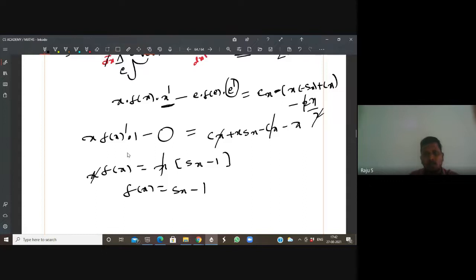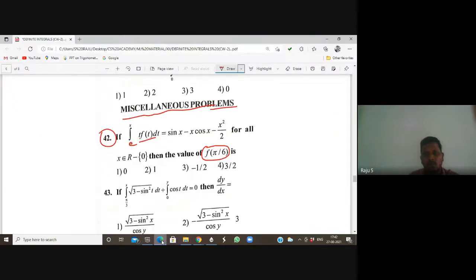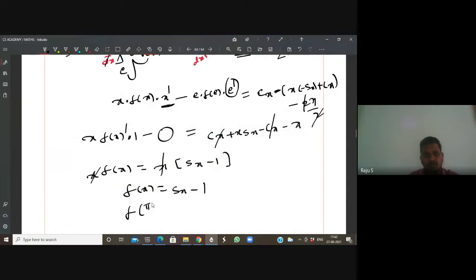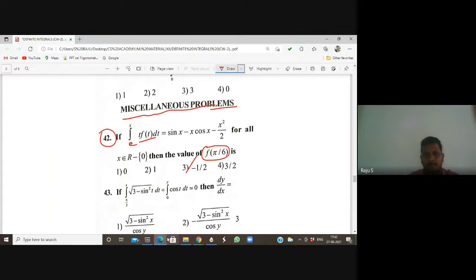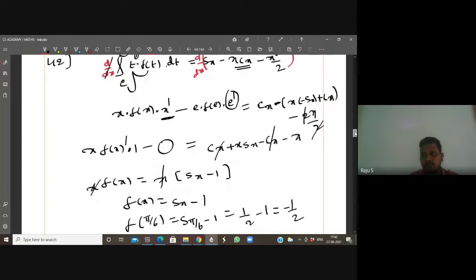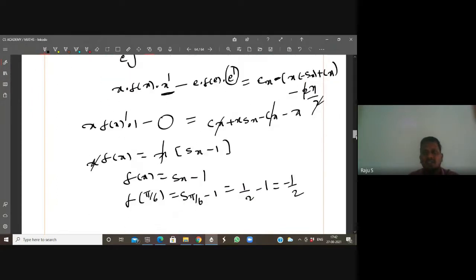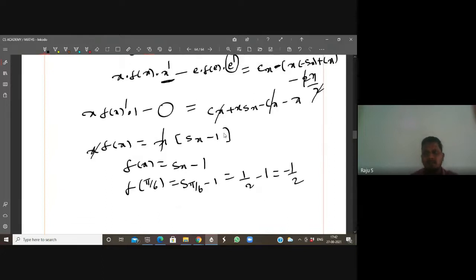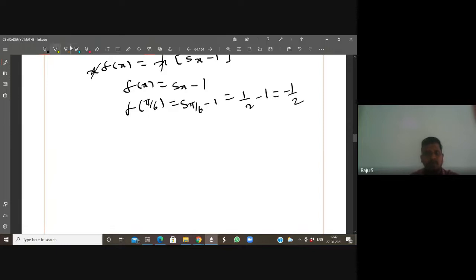Now whatever value they are asking, we can substitute f of pi by 6, function of 30. What is sin pi by 6? Sin 30 is 1 by 2, minus 1 is minus 1 by 2. Got it? Once again, I applied Leibniz rule on the left side, and differentiated the right side. When I differentiate the right side, we finally get x sin x minus x. Take x common, left side x f of x gets cancelled. Then x is equal to pi by 6. You'll get minus 1 by 2. Simple question.